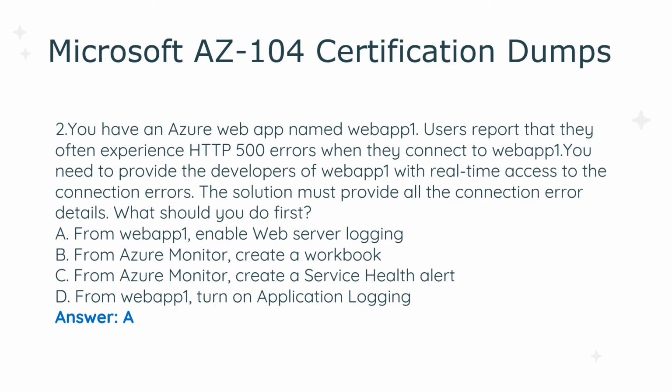2. You have an Azure web app named WebApp1. Users report that they often experience HTTP 500 errors when they connect to WebApp1. You need to provide the developers of WebApp1 with real-time access to the connection errors. The solution must provide all the connection error details. What should you do first?